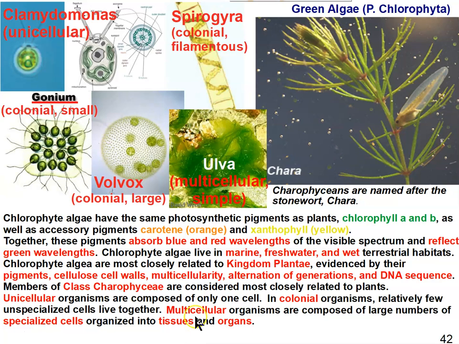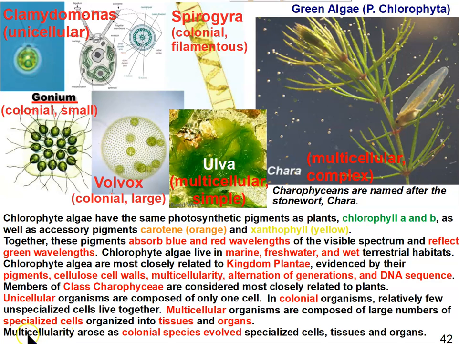Ulva is considered a multicellular algae, but it's a relatively simple multicellular algae. And then Chara here, Charophyte algae, is a very complex multicellular algae. And again, it's considered to be most closely related to plants. Of all the chlorophyte algae, the Charophytes are considered most closely related to plants.